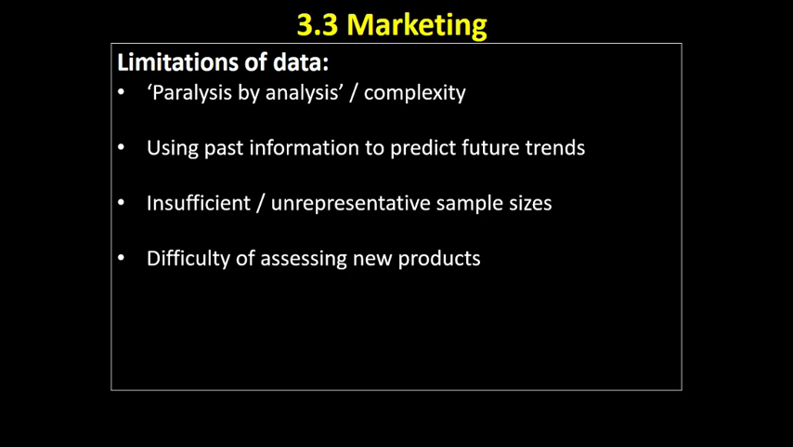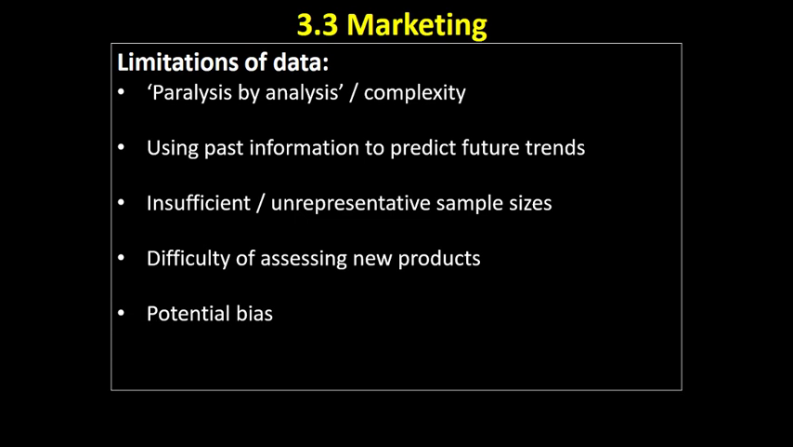It will also be difficult for a business to assess new products. If they bring out a new product, they don't have much information about that product, and therefore it can be very difficult to say what the sales forecast for this new product will be. We don't have any information on it, so that's a limitation of marketing data.